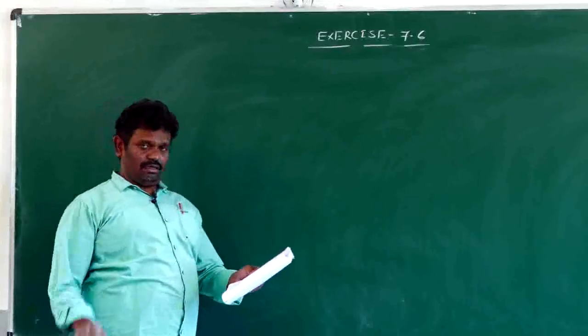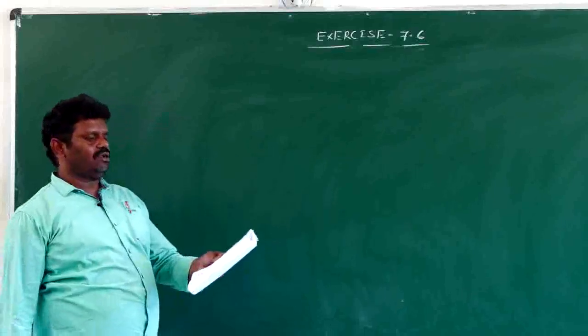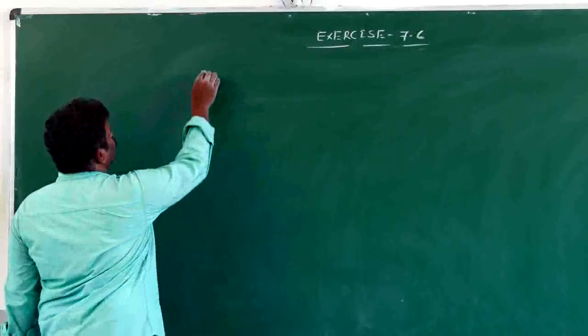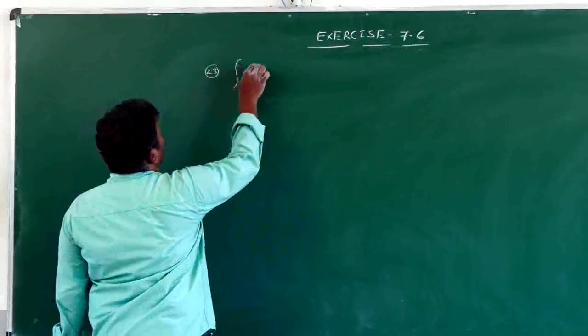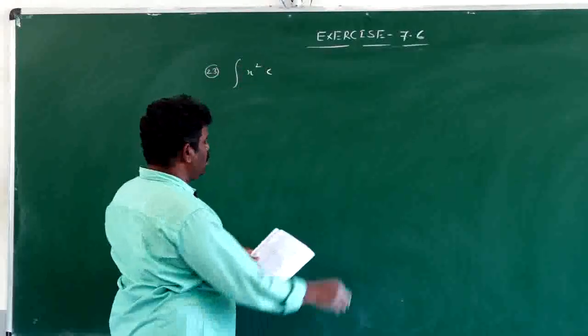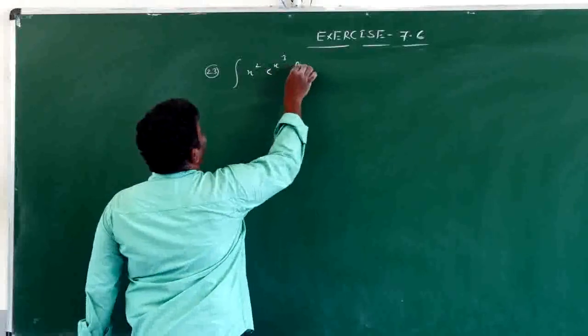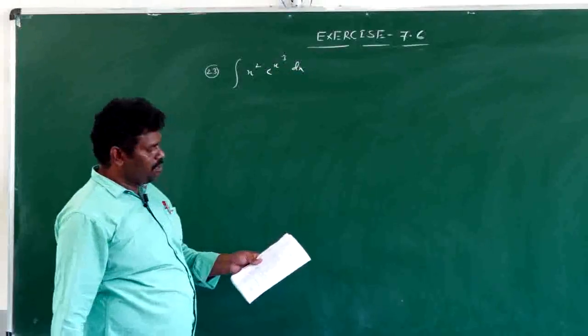Here, exercise questions are over. Choose the correct answer. Objective type, 2 bits given here. The 23rd bit given: integral x square into e power x cube dx. Integral x square into e power x cube dx.